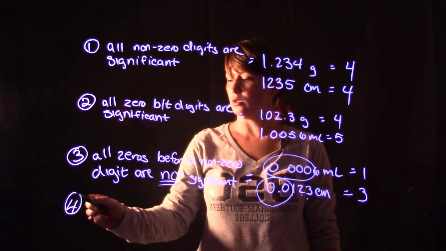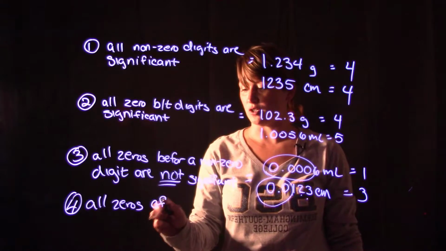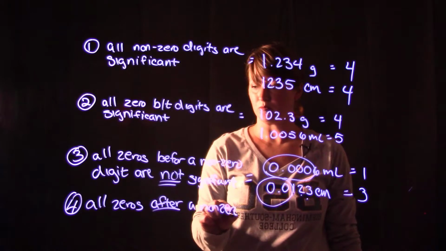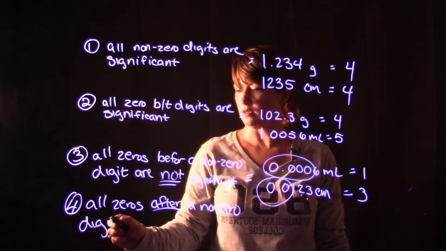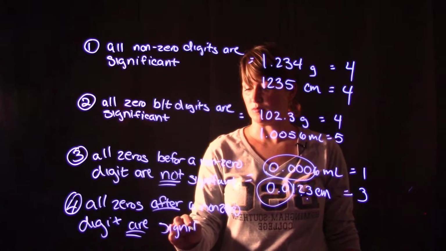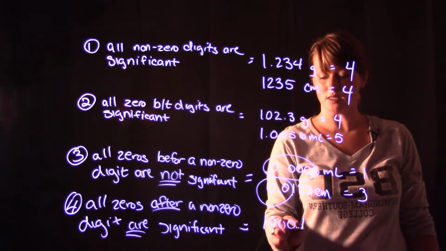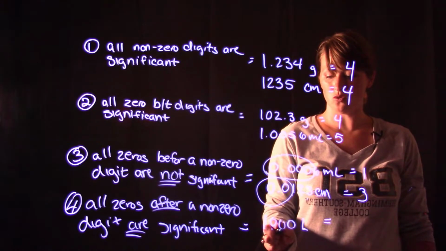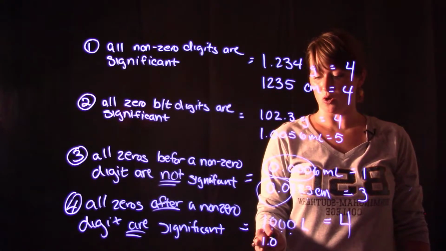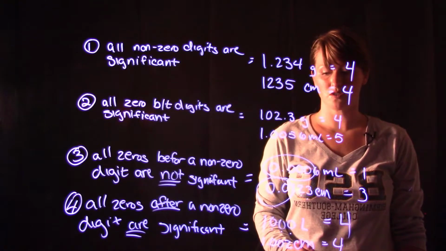Now our last rule: all zeros after a non-zero digit are significant. So for instance, 1,000 liters has 1, 2, 3, 4 significant figures. And 1.002 centimeters also has 4 significant figures.